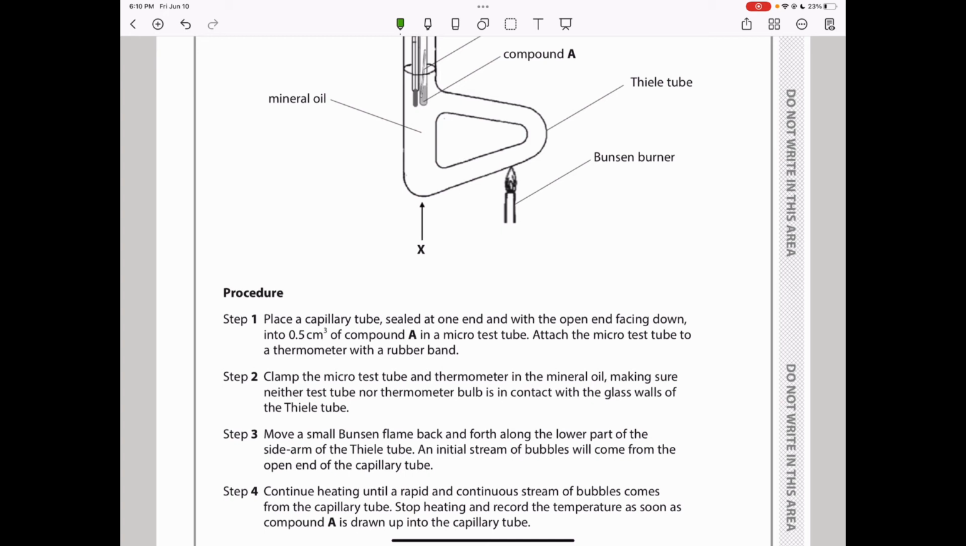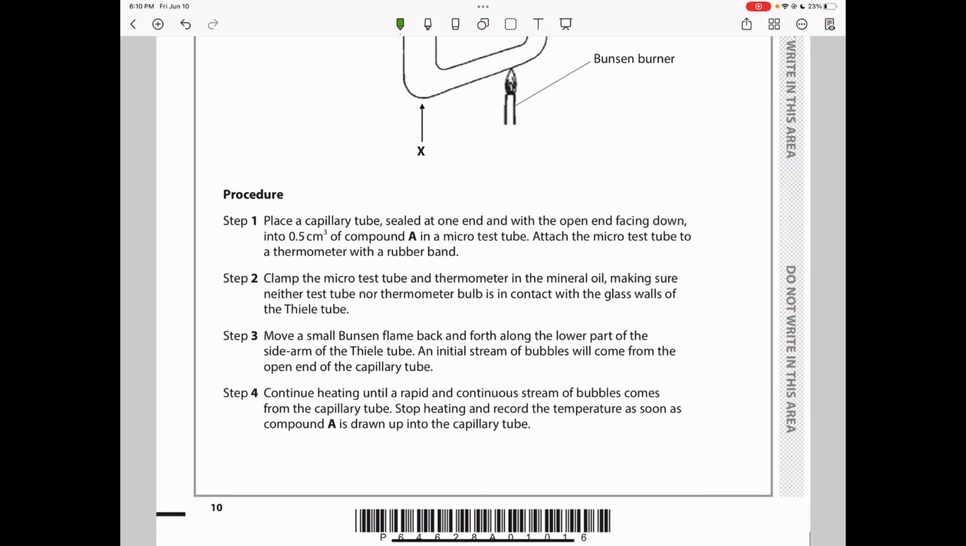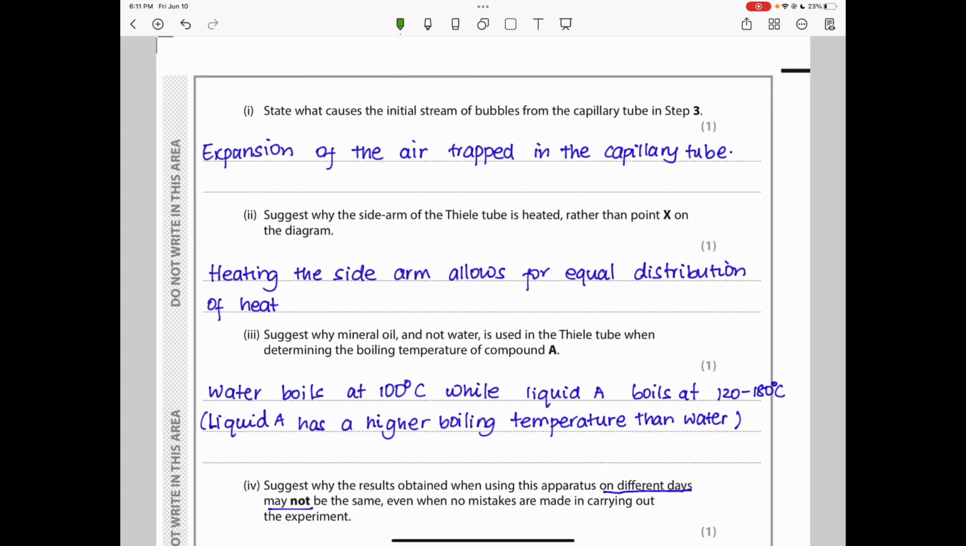Move a small Bunsen flame back and forth along the lower part of the side arm of the fuel tube. An initial stream of bubbles will come from the open end of the capillary tube. Continue heating until a rapid and continuous stream of bubbles comes from the capillary tube. Stop heating and record the temperature as soon as compound A is drawn up in the capillary tube. So the first question says, state what causes the initial stream of bubbles from the capillary tube in step 3. It's trapped air. Trapped air is going to expand on initial heating, and that will come out of the capillary tube, leading to bubbles coming out.